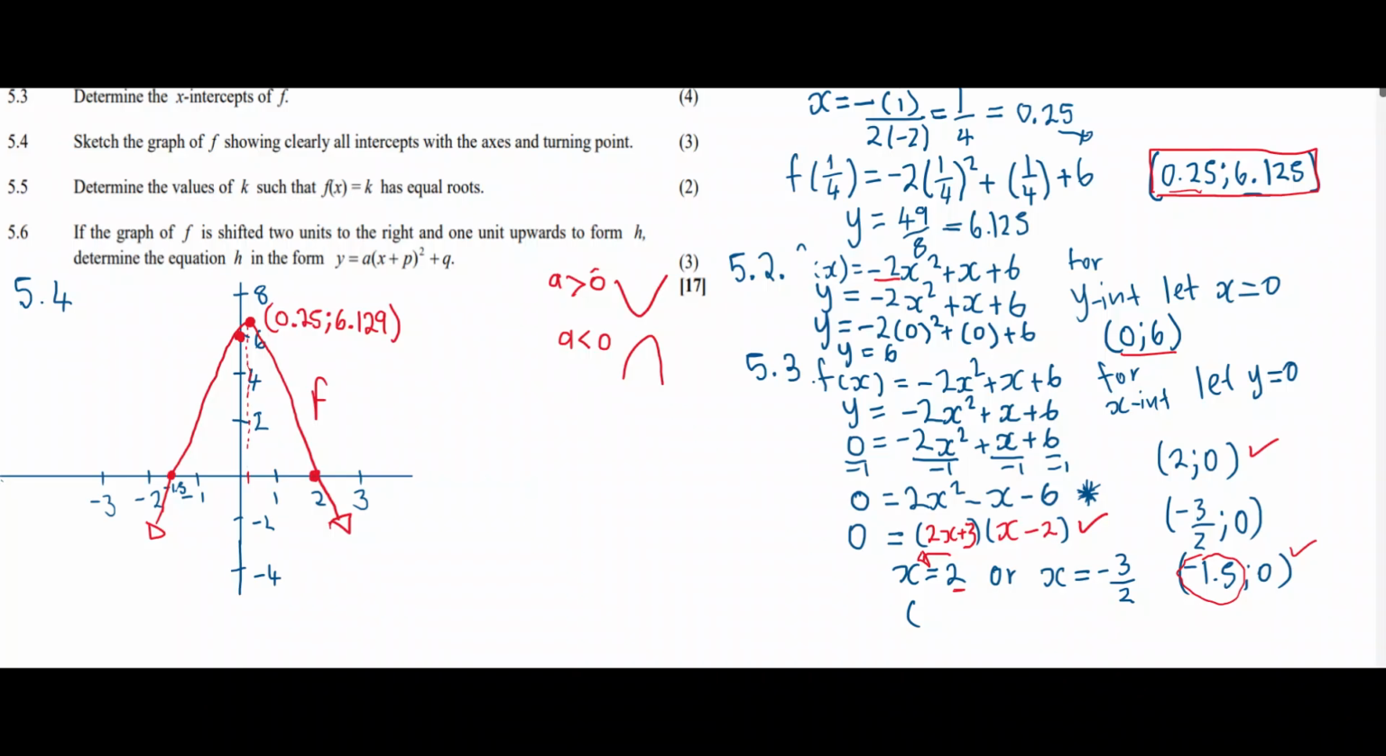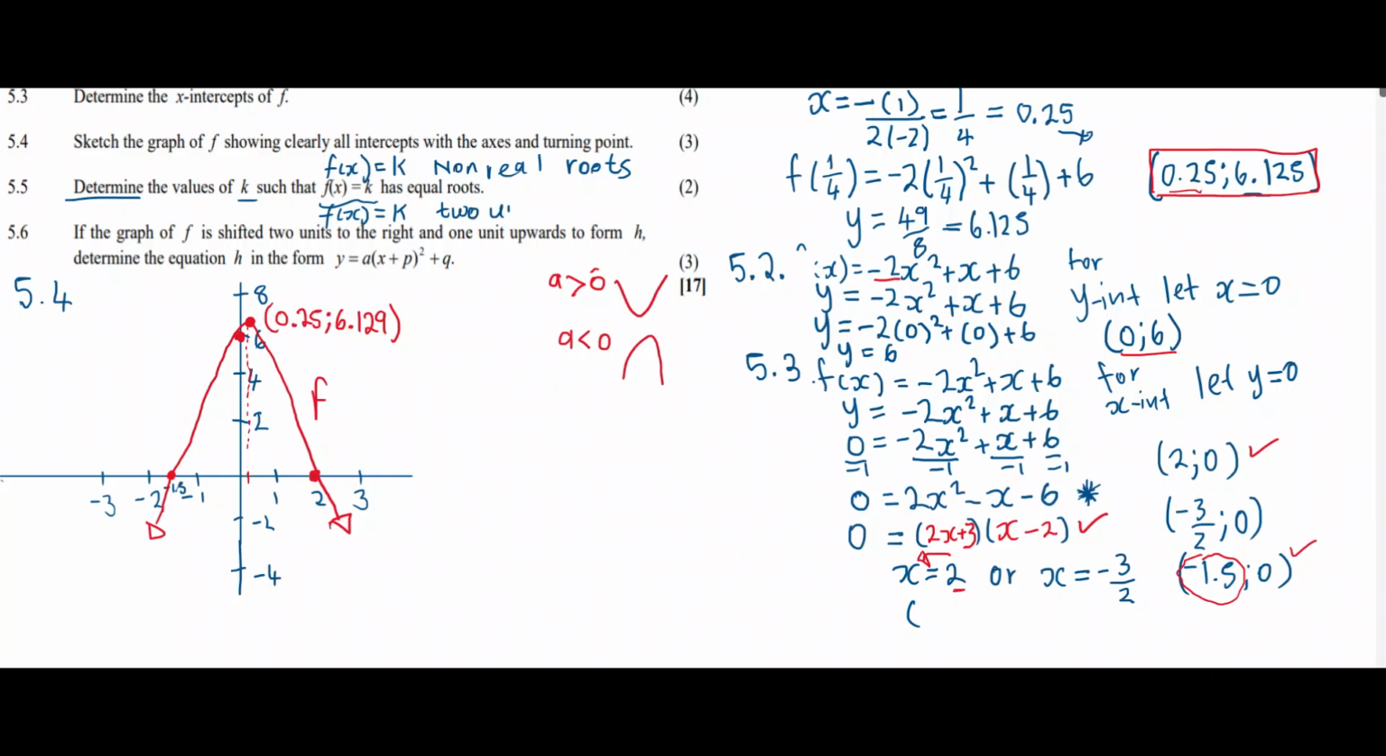Let's move on now. 5.5, guys. We have to determine the values of k such that f of x has equal roots. So the question can say equal roots. The question can say non-equal roots. I'm going to use this opportunity to discuss these ideas, to give you guys ideas to approach the question. You can say non-real. So it's supposed to say non-real here.